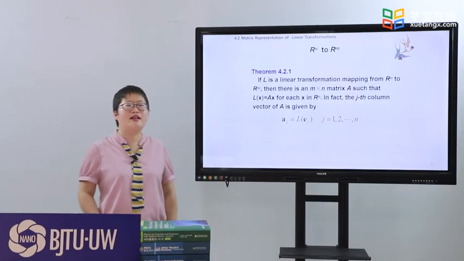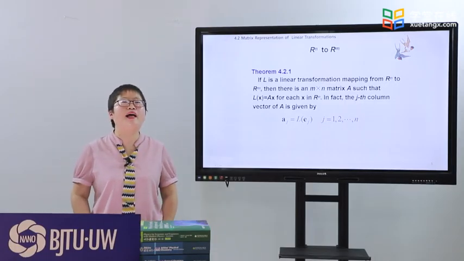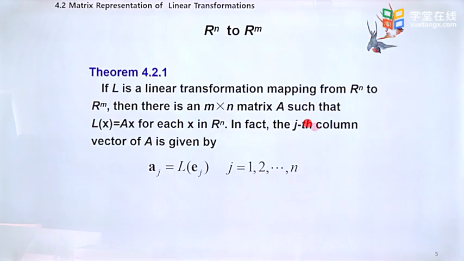We first see Theorem 4.2.1. If L is a linear transformation mapping from Rn to Rm, then there is a matrix A such that L(x) equals Ax for each x in Rn. In fact, the jth column vector of A is given in this way: the jth column of A just equals L applied to the standard coordinate vector ej, for j varying from 1, 2 till n.